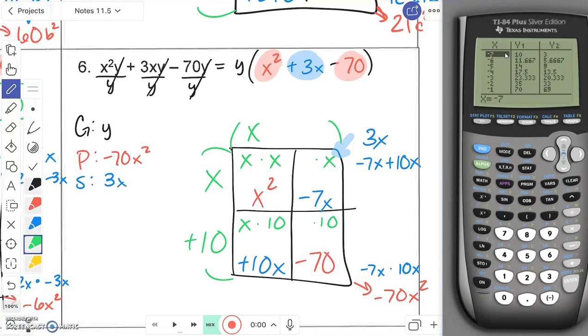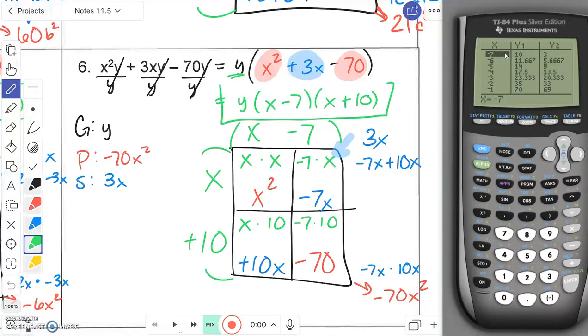And then I look over my side. Blank times x gives me negative 7x. So that's negative 7 times x. And then when I check the bottom, negative 7 times 10 gives me negative 70. So negative 7 is the last part of my parentheses. Don't forget about your GCF when we're writing down the answer. So that's y times x minus 7 times x plus 10 to get your final answer.